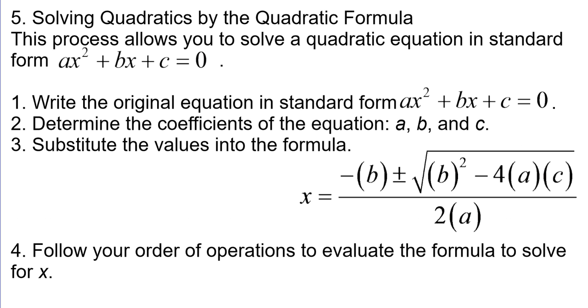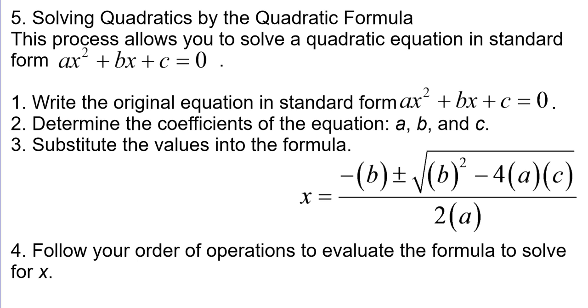So again, for the quadratic formula, you need to have your equation in standard form equal to 0. You determine your coefficients for the function: a, b, and c. A is the coefficient of your leading term for your polynomial. B is the coefficient in front of x, and c is your constant. We substitute those values into our formula. We do this very carefully, especially paying attention to the sign value of those coefficients, and we follow the order of operations to evaluate that formula to solve for x.